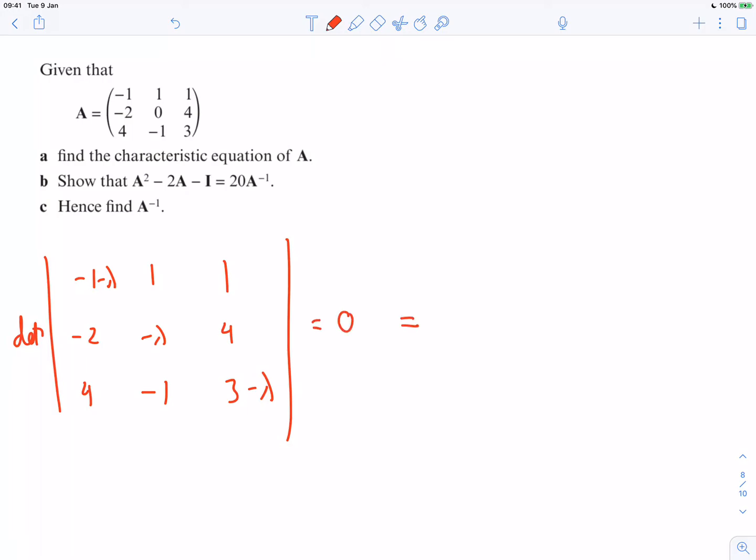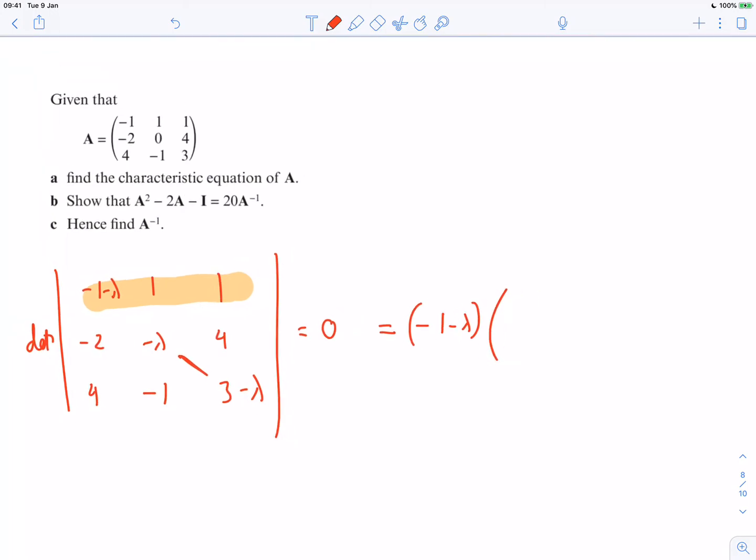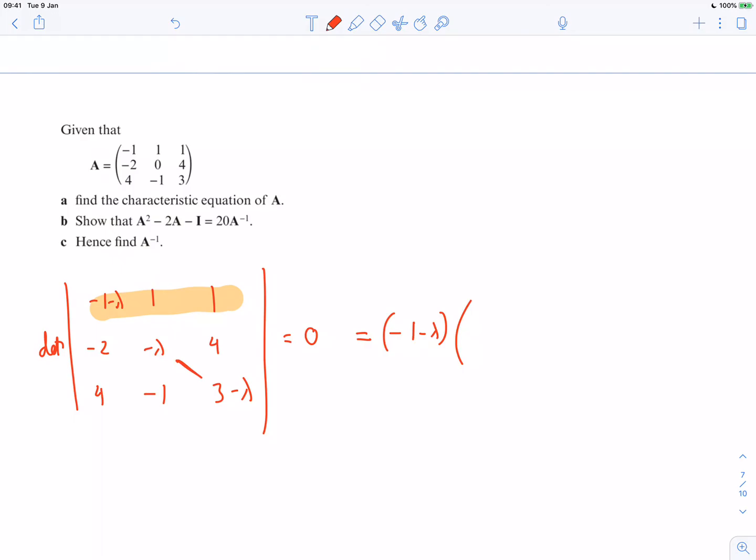So if I take along the top maybe, just because there's ones there, I'll have minus 1 minus lambda, lots of this times this, and minus lambda times that, if I tidy up as I go along, is actually lambda lots of lambda minus 3, because I just times by minus 1, and then minus 4 times minus lambda, that becomes plus 4. Okay.